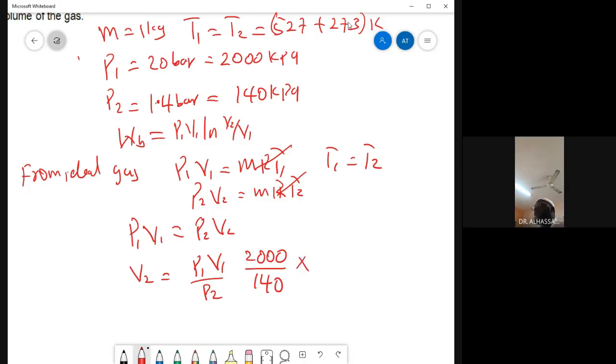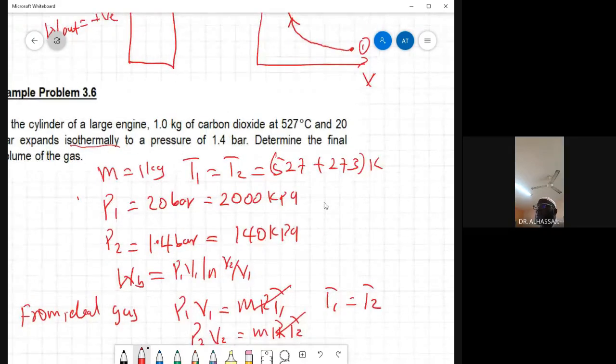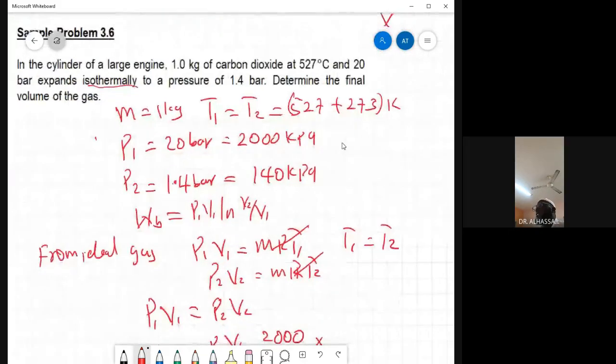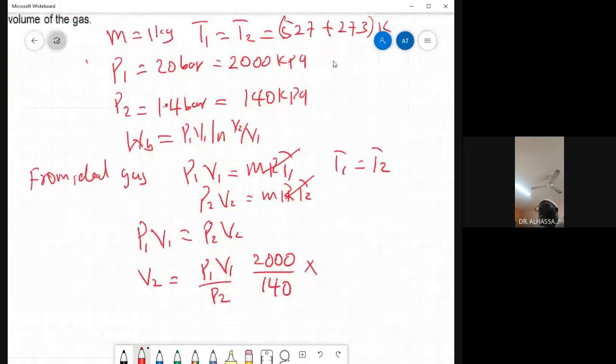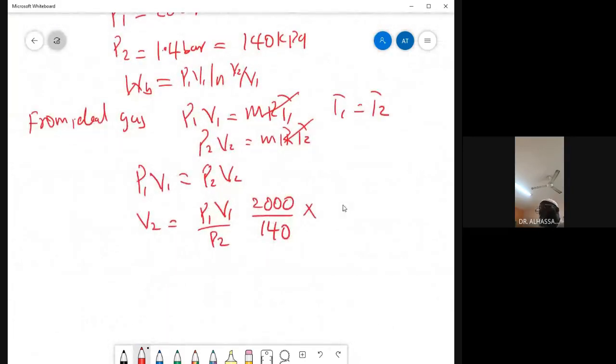V1. So V1 is giving, oh, sorry. So we don't know V1. So how do we determine V1? Very important. Yes, so this is very tricky. So how to determine V1?